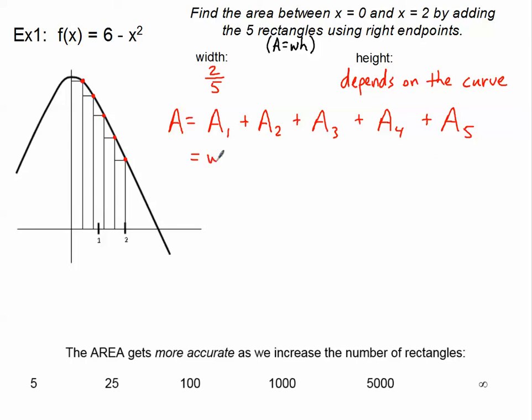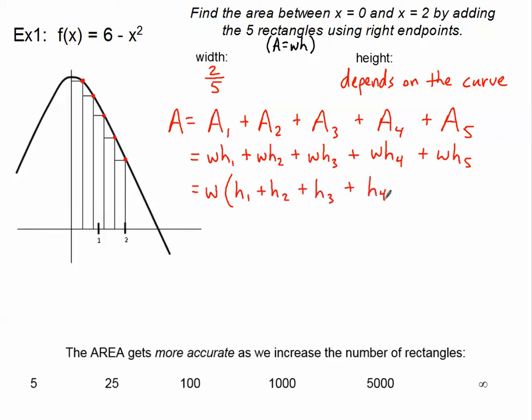So our first one would be the width times our first height, and the second one would be our width times our second height, and our third one would be the width times our third height. The heights keep changing, the width stays the same. Width times our fourth height for the fourth one, and width times the fifth height for the fifth one. Now, since the width is the same in all 5 of these, it might make sense for us to factor out the width and have the individual heights added together. So let's do that. I'm going to factor out the W, the width, and find our individual heights.